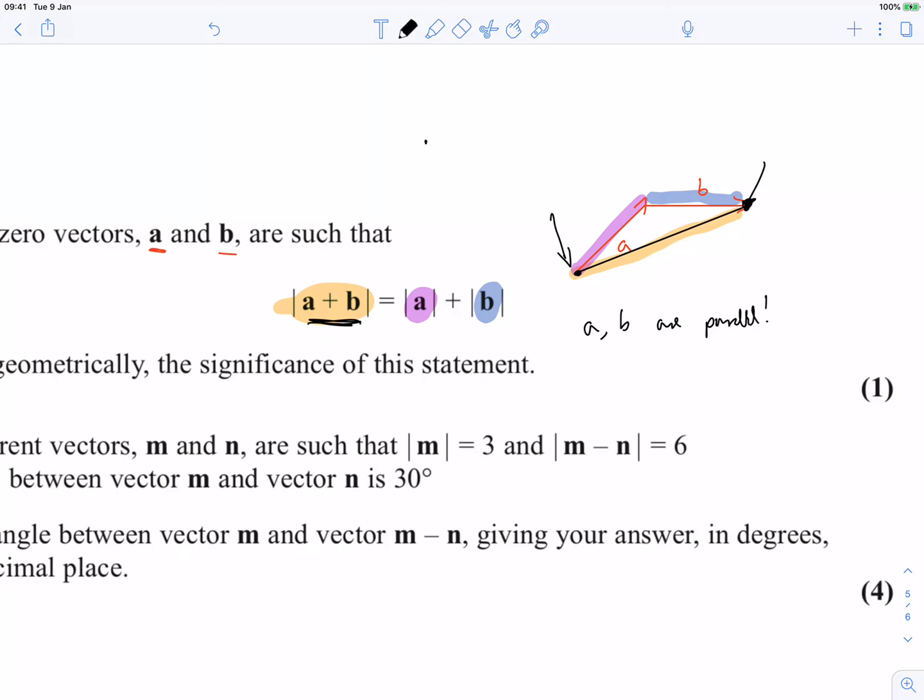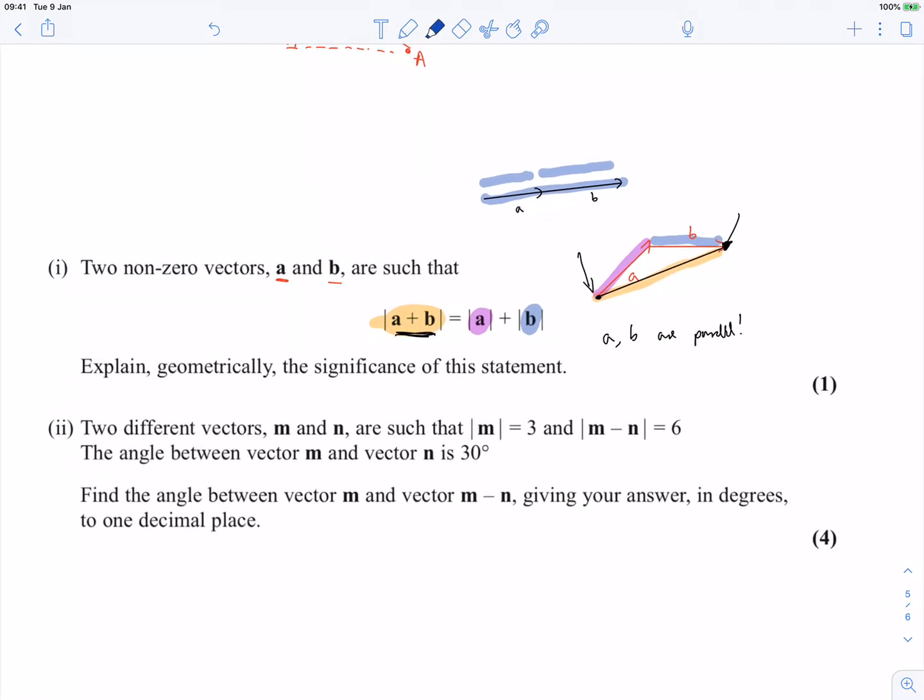I go from there to there, that's A, and then let's say B is not the same length, but it's parallel, and then the length of A plus B is just that length, which is the same as the length of A plus the length of B. And because they're parallel, it just all adds up. So the only way this is going to work, the geometric significance of this, is if A and B are parallel. Well, it was 1 mark, it shouldn't have been that difficult.